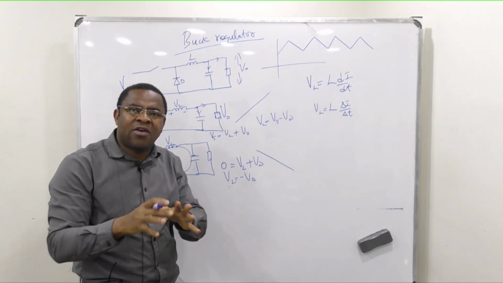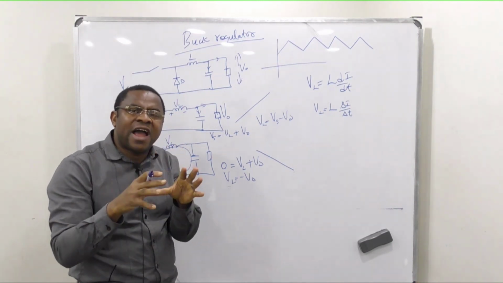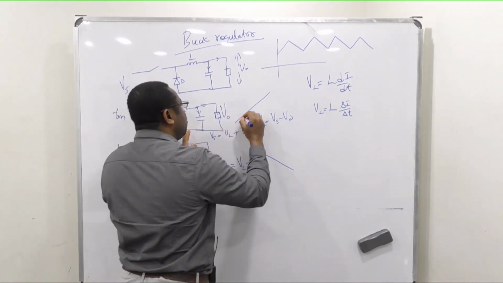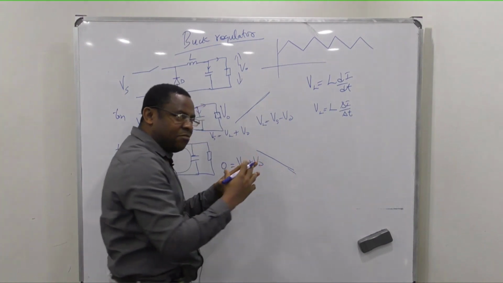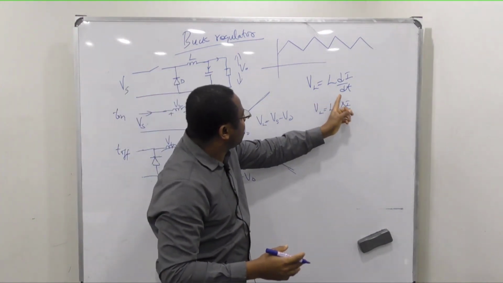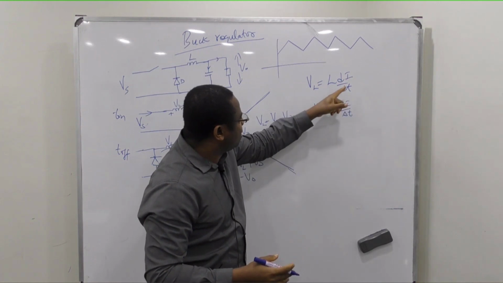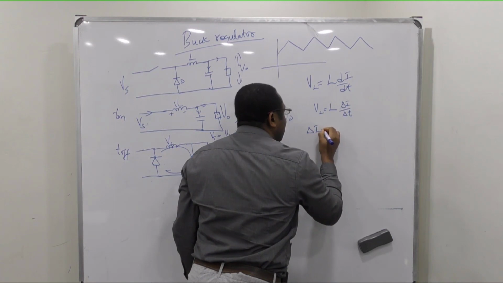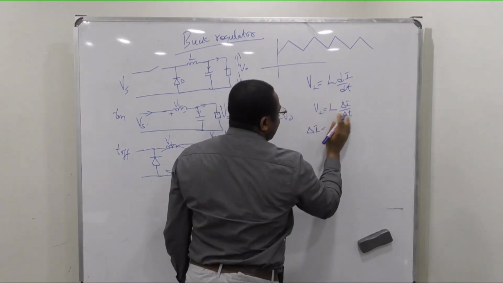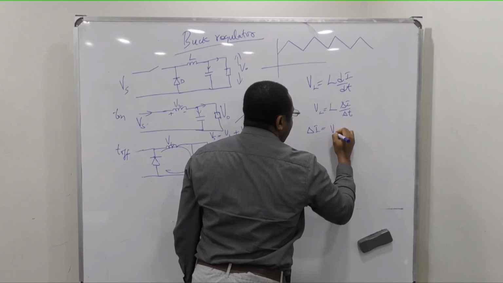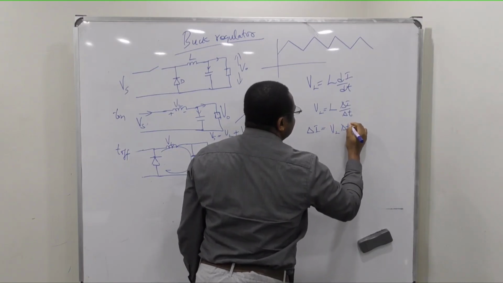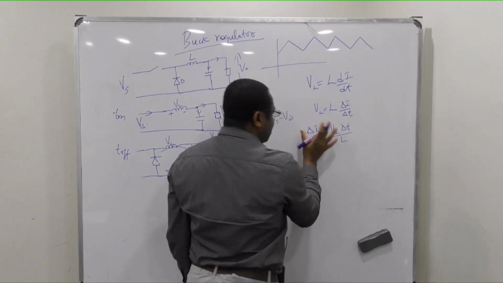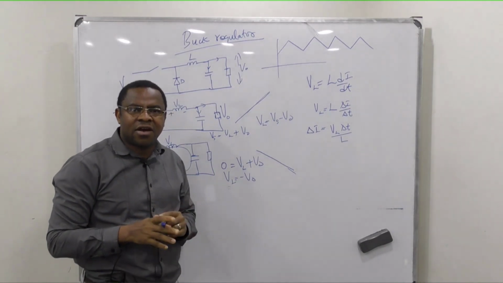So what I'm going to do first is write the change in current, because here it builds up and there it comes down. So there will be a change in current, and there will be a change in time. So first, let's make change in current the subject of the formula, so that you have VL delta T over L. This is our change in current, right?